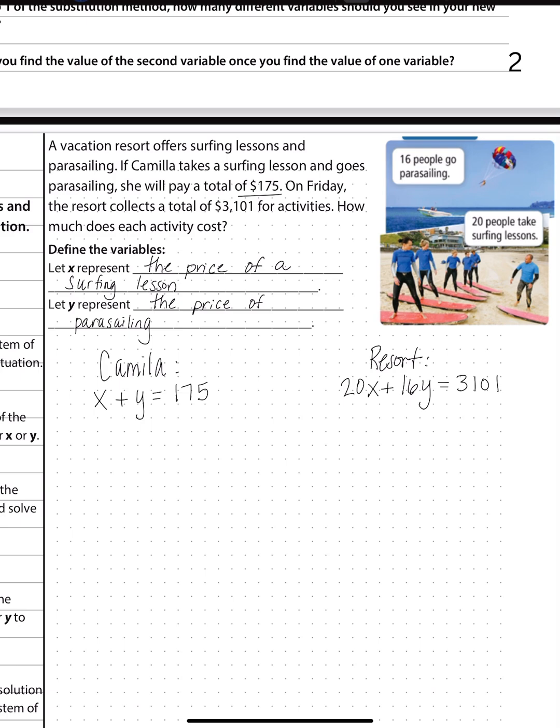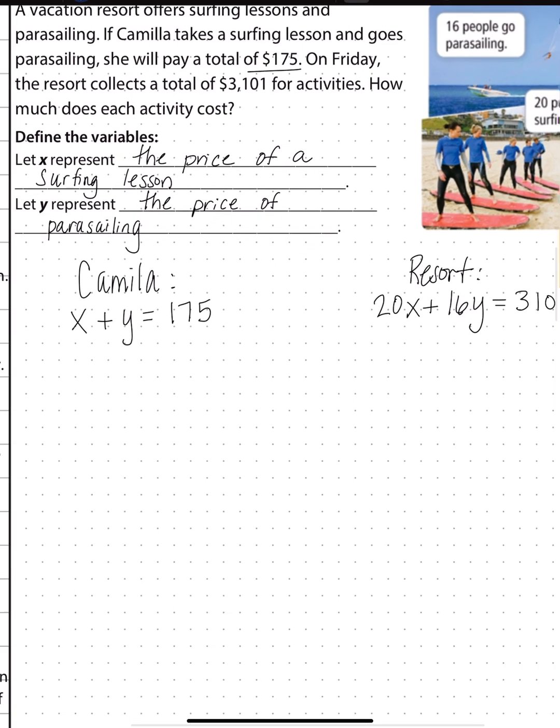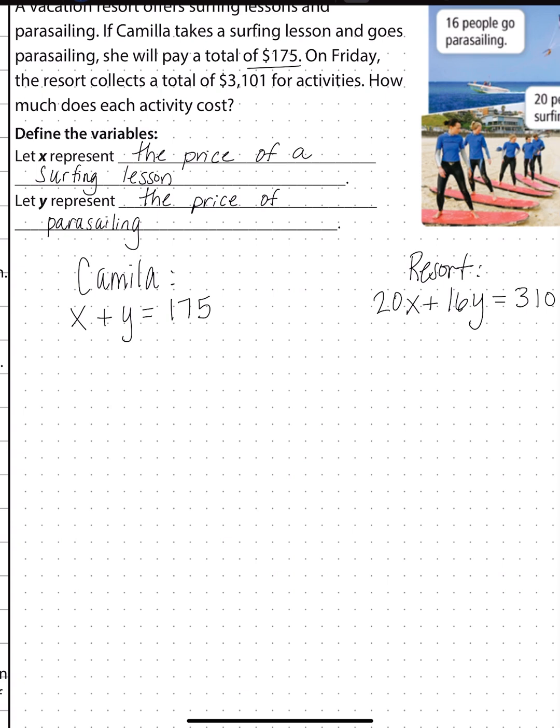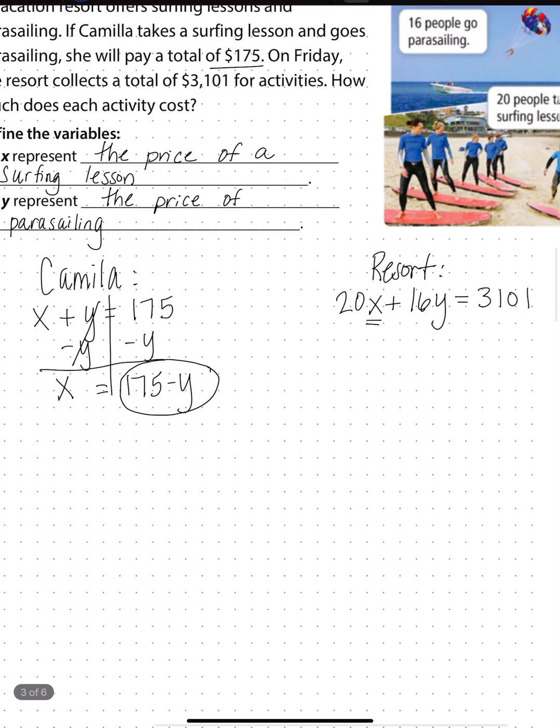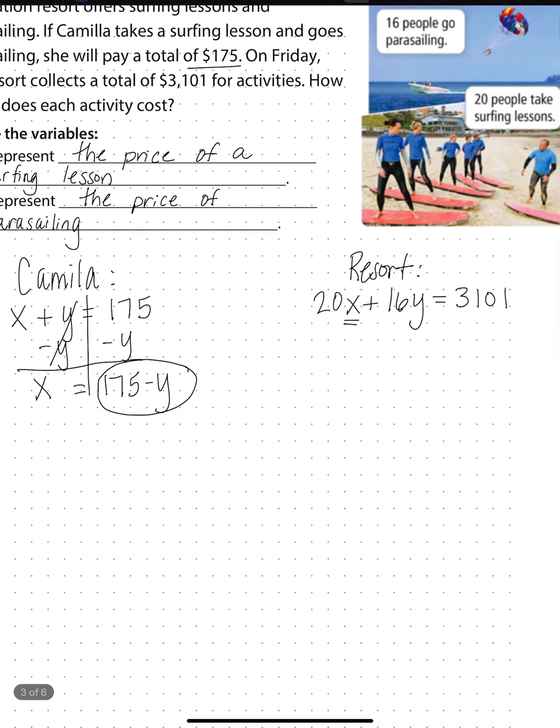So we know that we're looking for a variable to be isolated, which none of them are at this point. So we're going to take Camila's equation and isolate the variable X, which means the inverse of adding Y is to subtract Y. So that's going to give us X is equal to 175 minus Y. Now that we have this variable isolated, we are going to take this expression and substitute it in for X over here so we can find the price for either parasailing or surfing.